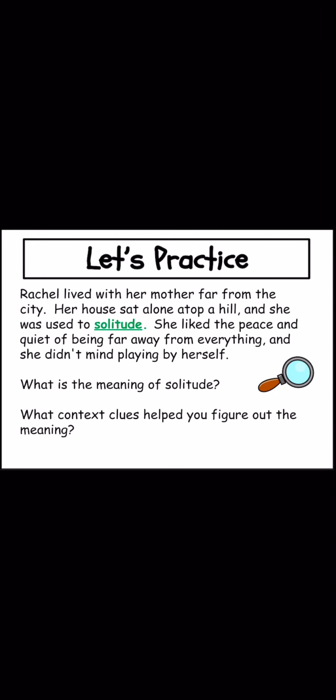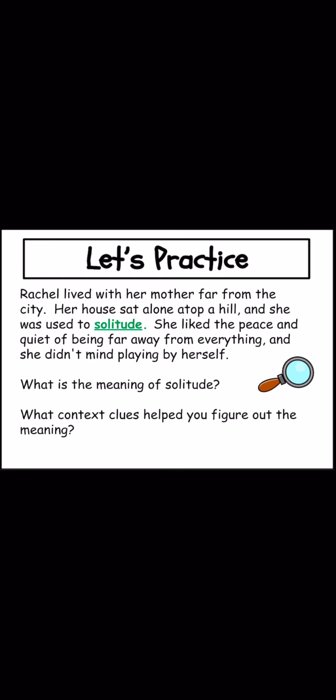Now, we're going to practice with the following sentence. Please listen as I read it to you out loud. Rachel lived with her mother far from the city. Her house sat alone atop a hill, and she was used to solitude. She liked the peace and quiet of being far away from everything, and she didn't mind playing by herself. What is the meaning of the word solitude as it is being used in this sentence?